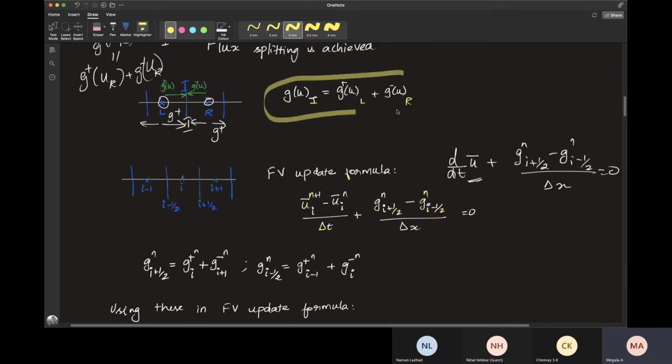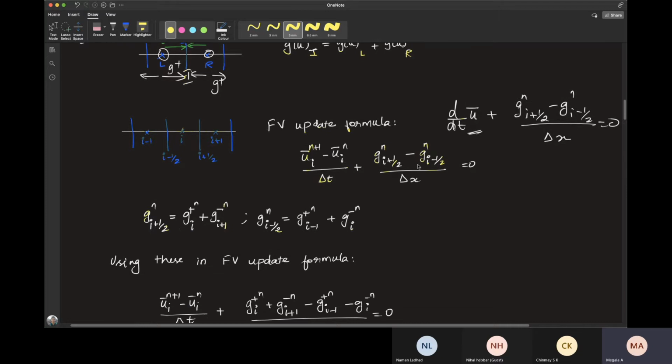So based on this expression, g at i plus half, which is this interface, will have a positive flux contribution from i and negative flux contribution from i plus 1. So that's what that expression is written over here. And similarly, flux at the interface i minus half will have positive contribution from i minus 1 and negative contribution from i. So that's what is written here.